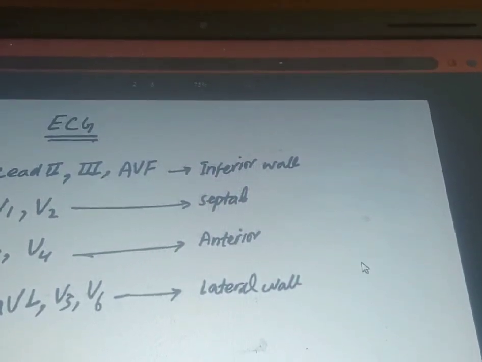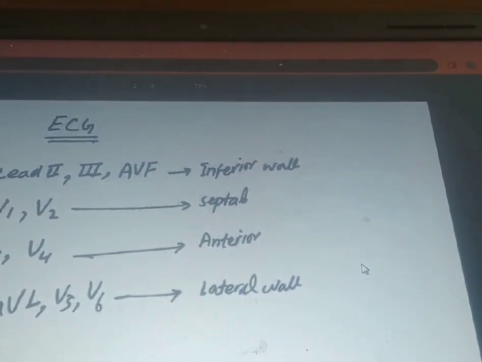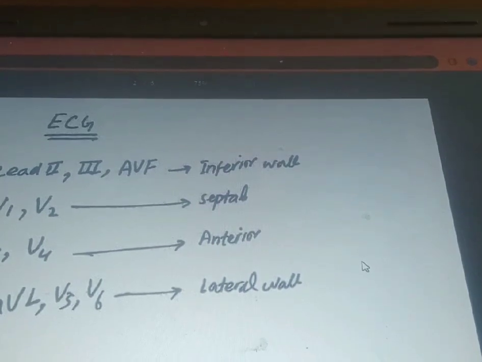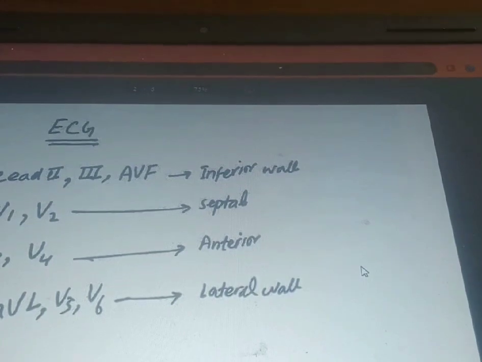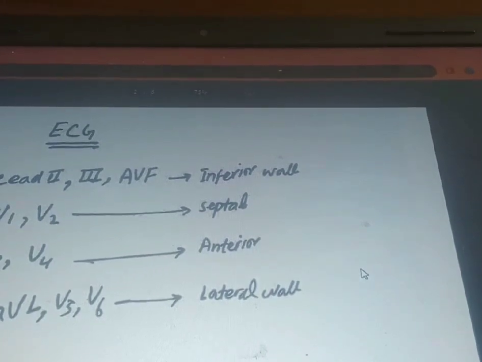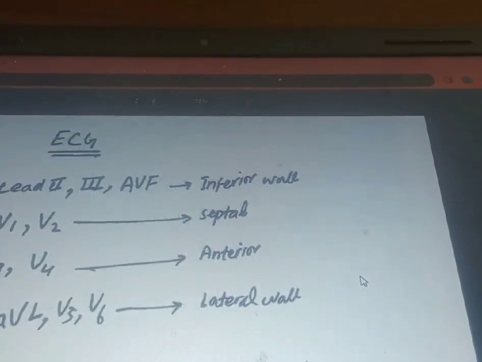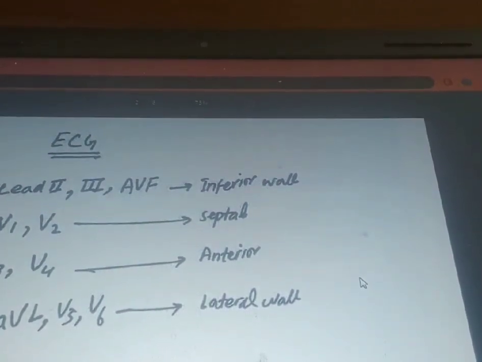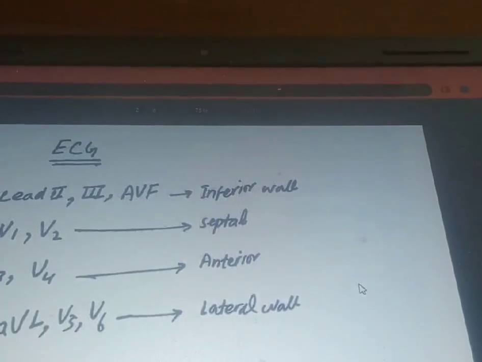ECG leads are composed of lead second, lead third, and AVF. This represents the inferior wall MI. When there is an MI of the inferior wall, we find the abnormality in the second lead, third lead, and the AVF. V1 and V2 represent the septal part, and V3 and V4 the anterior wall of the heart. Lead first and AVL, and V5 and V6 represent the lateral wall.